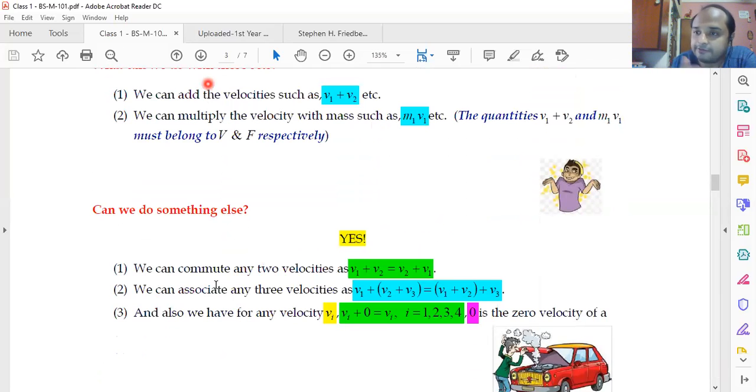So I find the following properties which are being satisfied by the velocities as well as by the masses attached to velocities. First of all, I have seen that if I add two velocities in this manner, v1 plus v2, it is the same as v2 plus v1. So the addition of these vectors commute with each other. So they are commutative. Okay, you can think that, sir, it is pretty obvious that everything commutes.